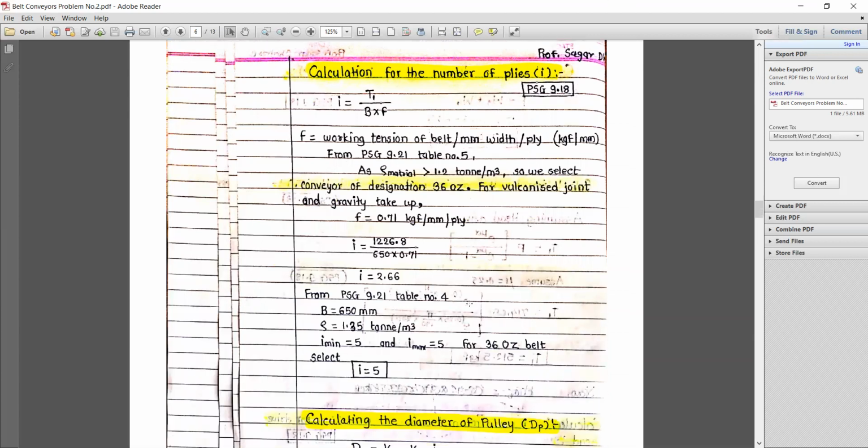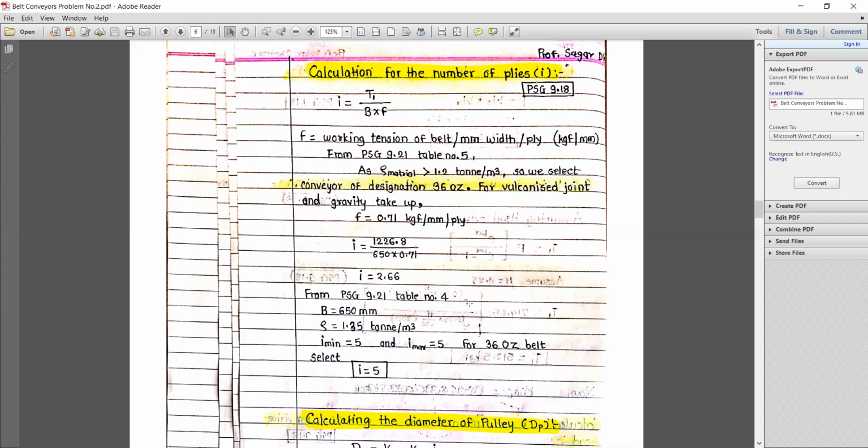Now next, calculating the number of plies. Referring to page number 9.18, I is equal to T1 divided by B into F. Here the value of F is the working tension of the belt per meter width per ply, in kgf per mm. Refer to page number 9.12, table number 5. As the material density is greater than 1.2 ton per meter cube, we have to select the designation of the belt conveyor as 63 OZ, and it is jointed using the vulcanization joint process.